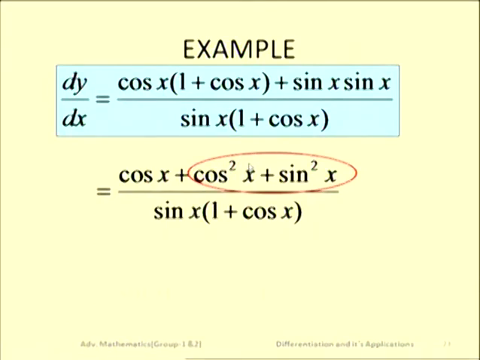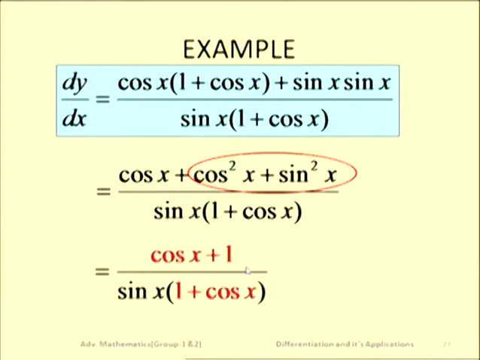So that is equal to cos x plus 1 upon sine x into 1 plus cos x. In the numerator and denominator, the quantity 1 plus cos x is common, so we can cancel it out. So it is 1 upon sine x, and 1 upon sine x is cosec x. So the derivative of y with respect to x is cosec x. The derivative of log of sine x upon 1 plus cos x is equal to cosec x.